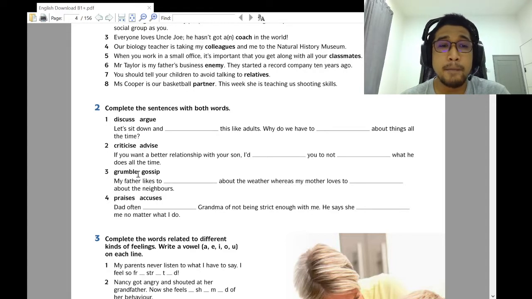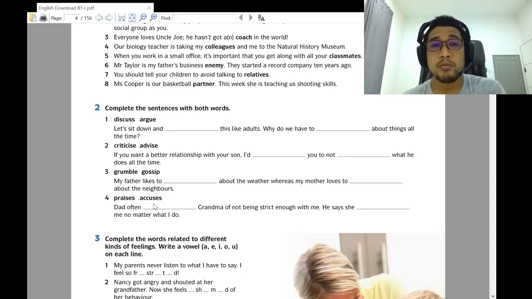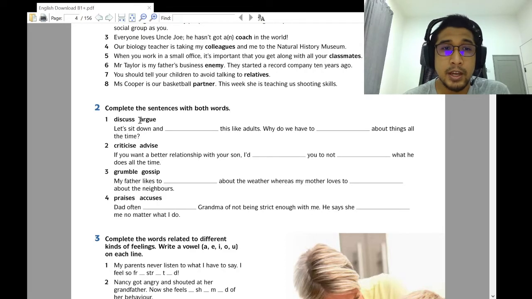3, grumble, merungut, and gossip. I'm sure you know what gossip means. Number 4, praises, memuji, and accuses, menuduh. Okay, so fill in the blanks here. So here is either argue or discuss. If it's argue here, discuss here. If it's discuss here, argue here.